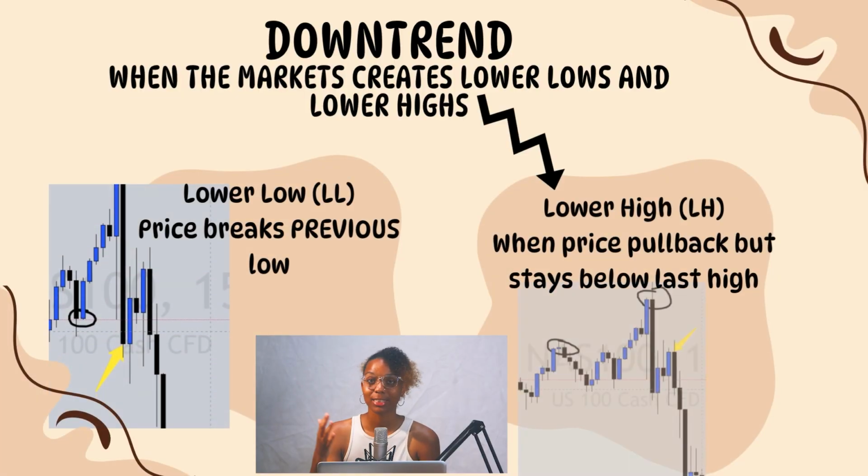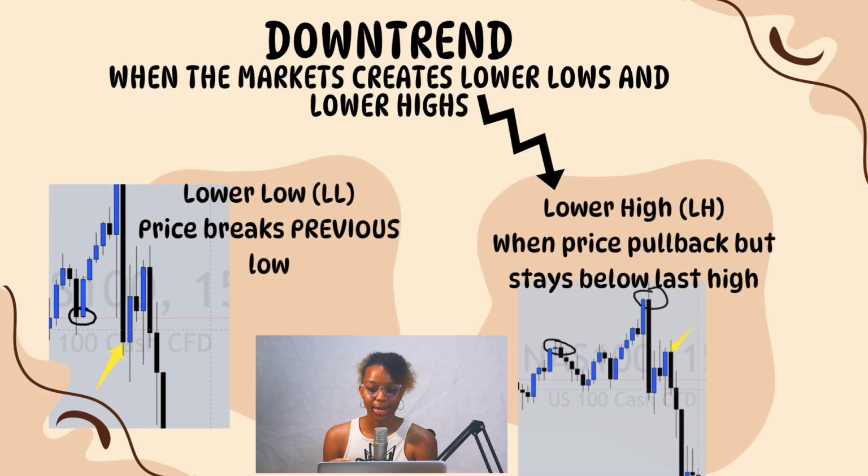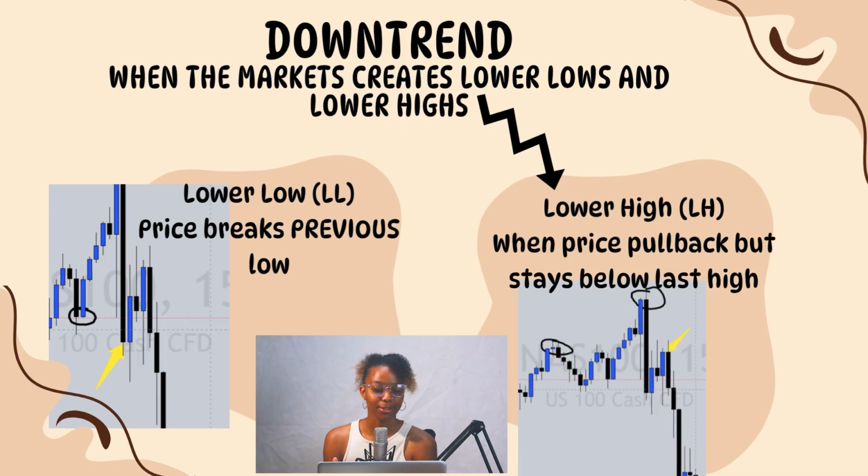Downtrend. The downtrend is the complete opposite. This is when the market creates lower lows and lower highs. As you see in this example, a lower low is when the price breaks the previous low. There was a previous low that was broken, marked with the black circle, and the yellow arrow is pointing to the new low. Why is that? Because it broke past where I have circled on that example. And if you continue to look, the three candles coming down are forming a downtrend. So it continued to push down.